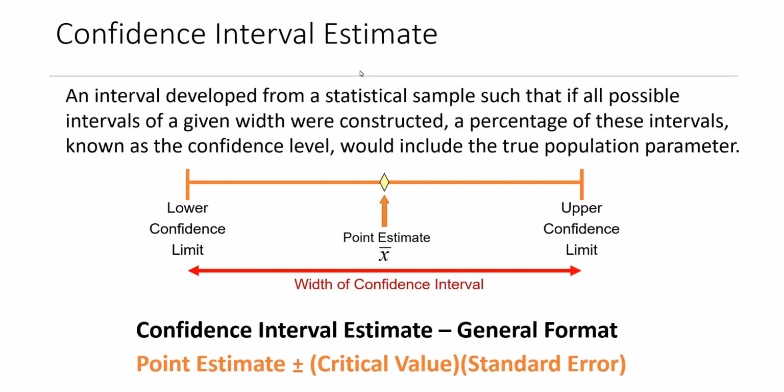So we know that a confidence interval estimate is an interval developed from a statistical sample such that of all our possible intervals of a given width that are constructed, some percentage of these intervals, which is known as the confidence level, will include our true population parameter. So we build our confidence intervals around our point estimate from our sample, and then we calculate an upper confidence limit and a lower confidence limit. And so that's going to be our margin of error that we see here. With that said, let's get into question number 1.